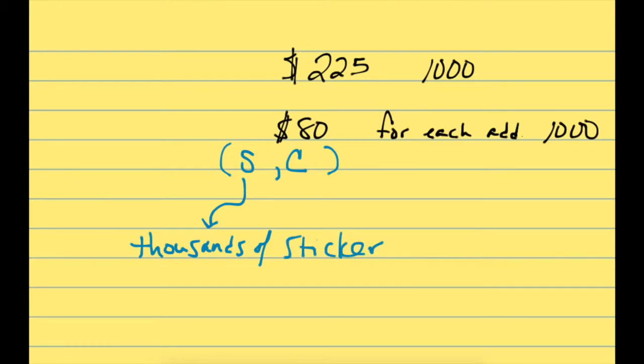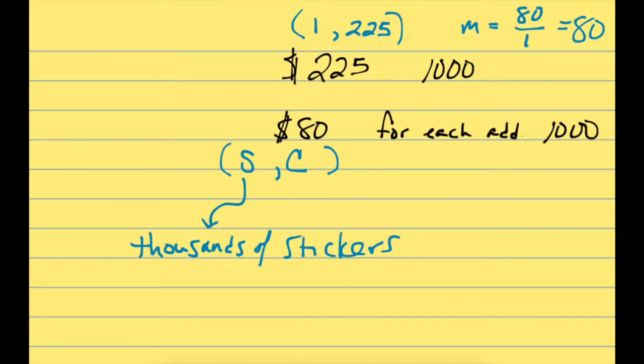So that makes this point, instead of being 225 and 1,000, mean that when we buy 1,000 stickers, we pay $225. And our slope is $80 over every 1,000 stickers, which is 80. So this makes it a little simpler. We don't have to deal with fractions, and we're only purchasing stickers in groups of thousands. So now all we have to do is plug them into our point-slope form.